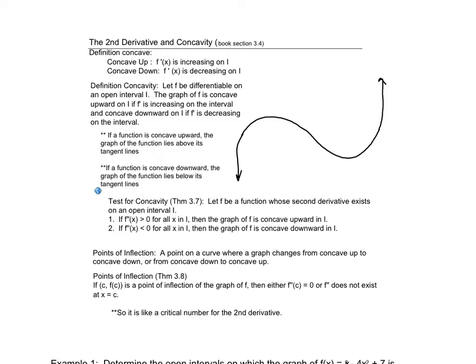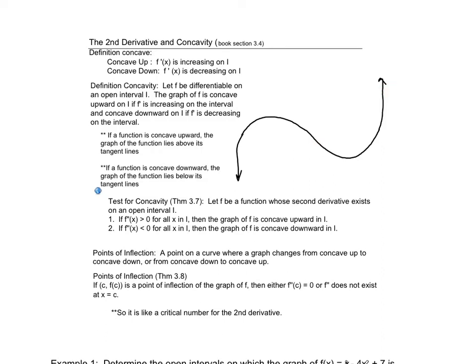If I am concave up, the graph of the tangent line will lie below the function. If I am concave down, it will lie above the function. So when I think of down, it kind of looks like a frown, and up looks more like a cup. So just based on shape, I can see that here it's concave down, and at some point it transitions and becomes concave up.